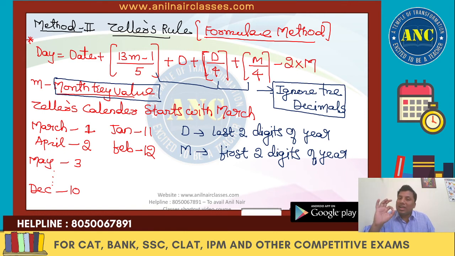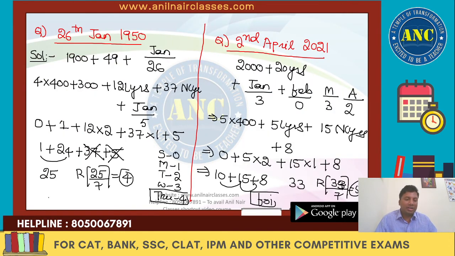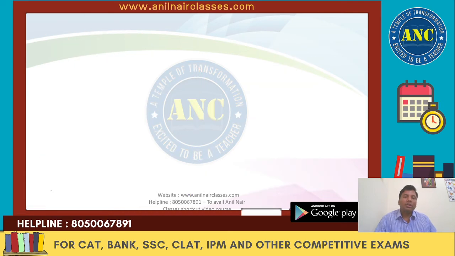Zeller's formula. Zeller's calendar starts with March. First question. Zeller's calendar starts with March. Is this idea clear? Now, 1 minute. I will take this date. First one, it is 15th August 1947. Zeller's approach. One by one we will go.